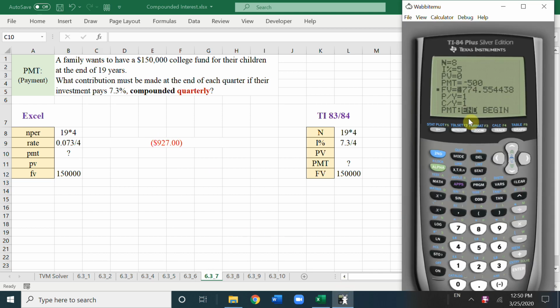This is negative, which means out of pocket. For the calculator, let's reset. It covers this payment, this 0, alpha, enter. We get negative 9.27. So here we round to 9.27.